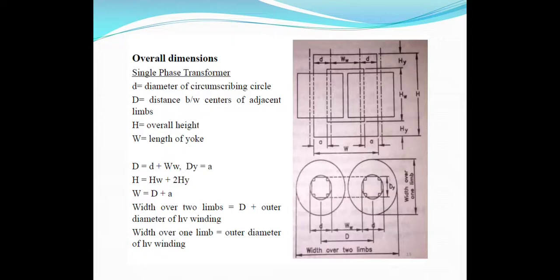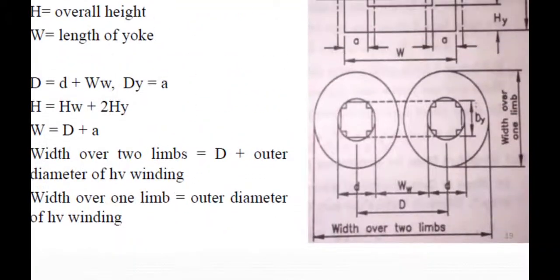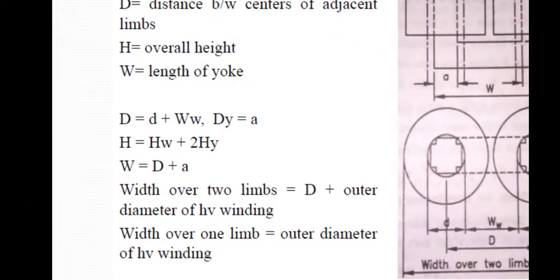And this diagram shows the overall dimensions of a single phase transformer, where small d is the diameter of the circumscribing circle, capital D is the distance between the centers of adjacent limbs, capital H is the overall height, and W is the length of the yoke. By this diagram we can find out these values, that is the distance between the core centers, depth of the yoke, height of the transformer, and width of the transformer.